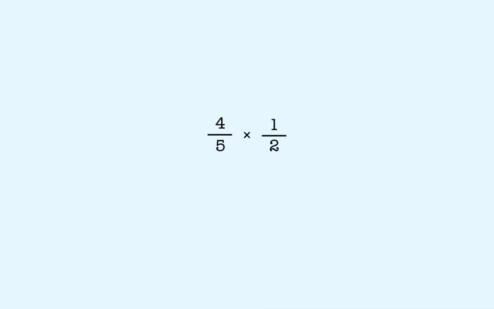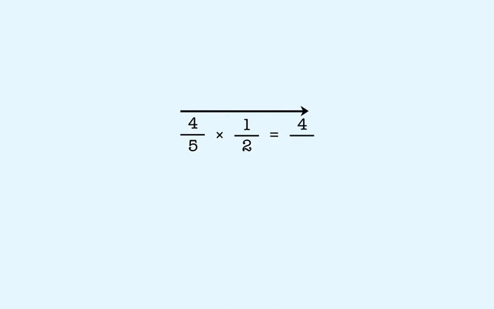Here we have 4/5 times 1/2. To multiply these two fractions, first we multiply the numerators. 4 times 1 equals 4. Next we multiply the denominators. 5 times 2 equals 10. So the answer is 4/10.